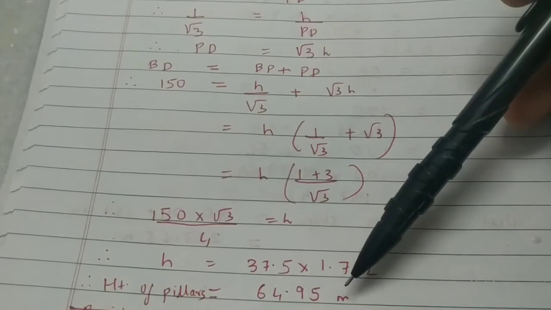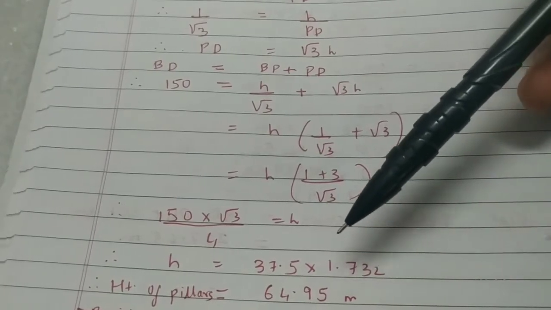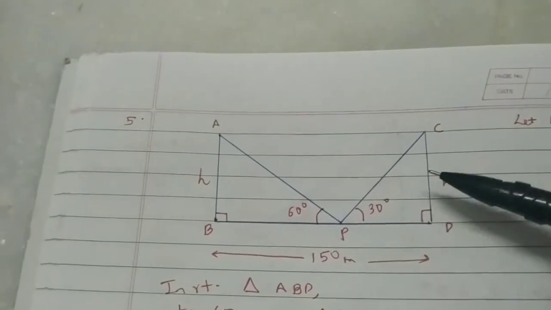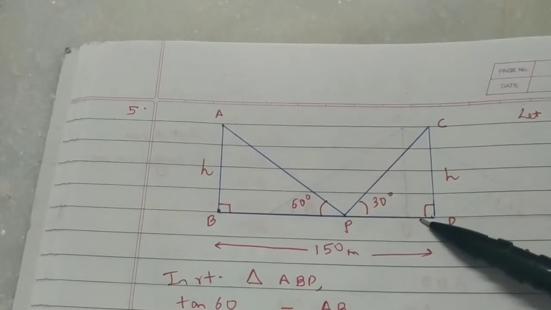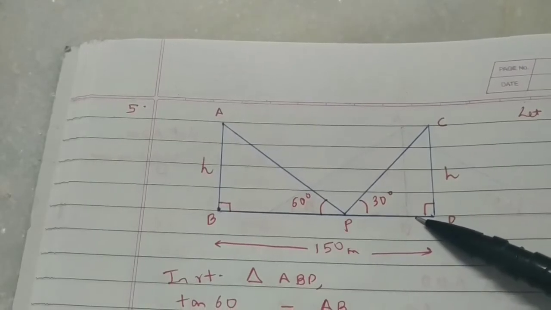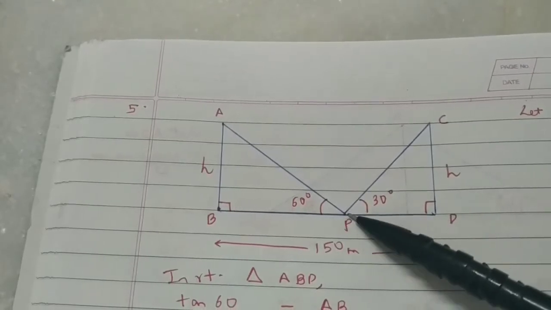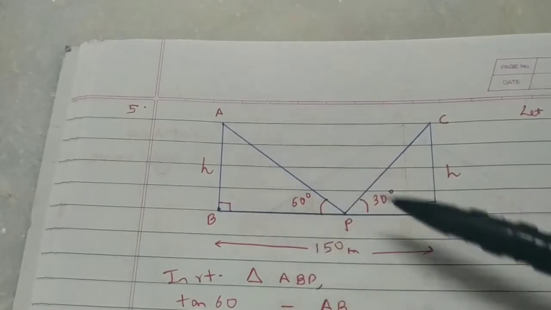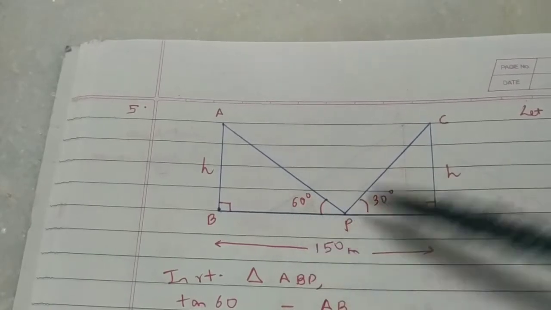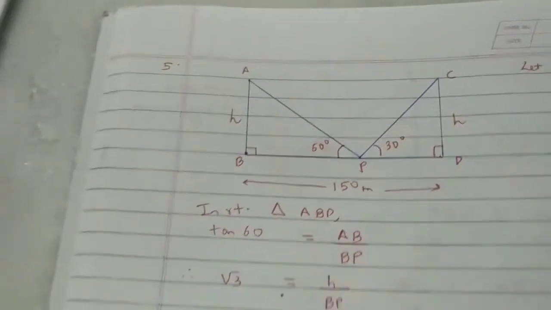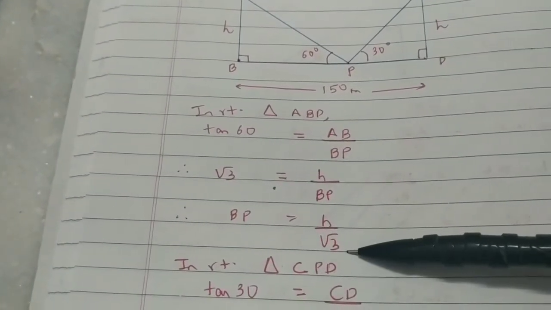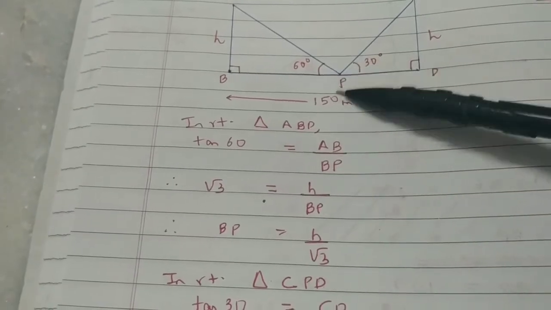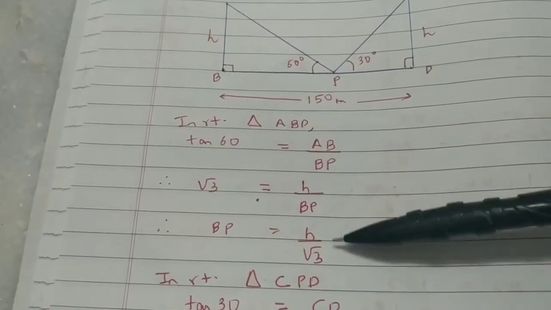But they've also asked us to find the position of the point. Where is it located? So if we can find BP or PD, either one of them, we can give the position of the point P from the pillar. Let's find BP. We already had a formula of BP. It's H upon root 3. So position of point P from pillar AB is H upon root 3.